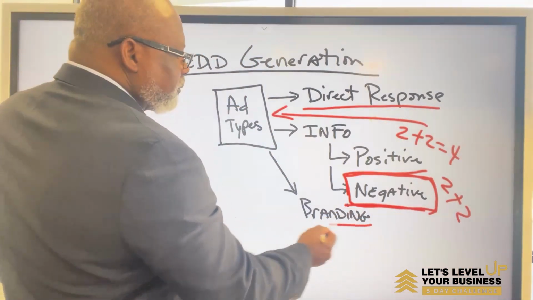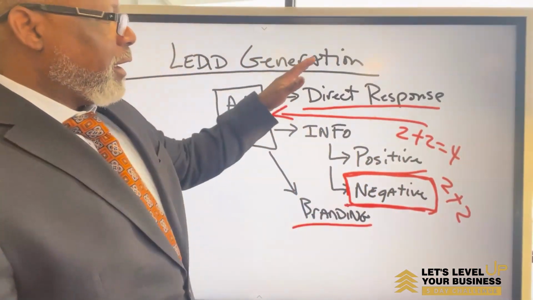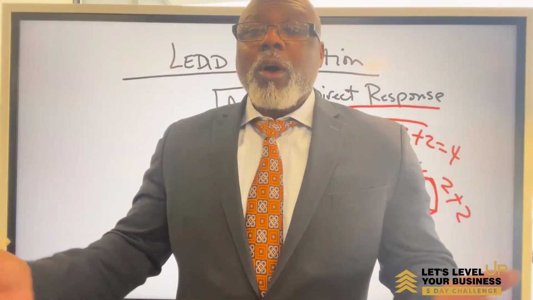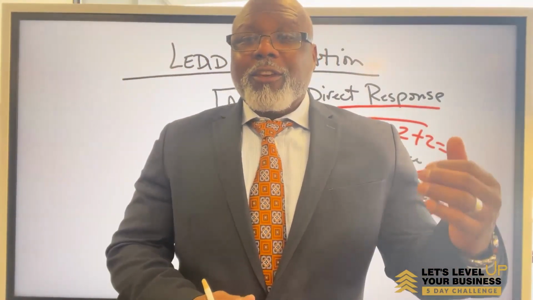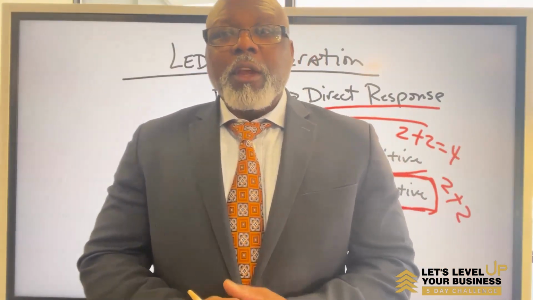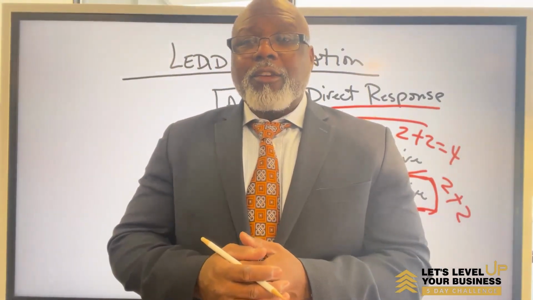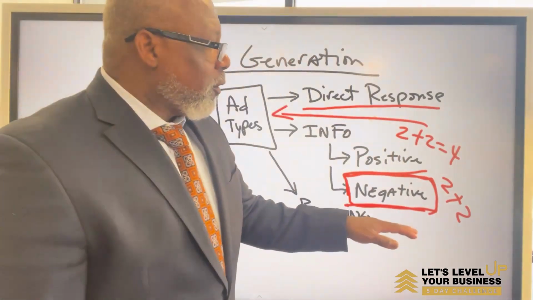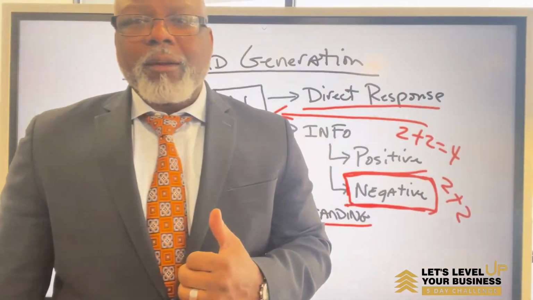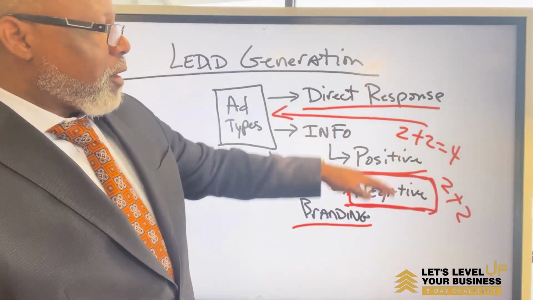Now the next one is branding. This is the one I call where people get into branding when they can't get any of this to work. They just say, well, I just want to get my name out there. Well, if you're a small business, getting your name out there is important, but getting your name out there isn't going to bring you money. You need to do lead generation, because if you're not doing lead generation, it's going to be tough. And so we know that direct response is where you're trying to get somebody to buy something, to take some type of action. Very difficult.